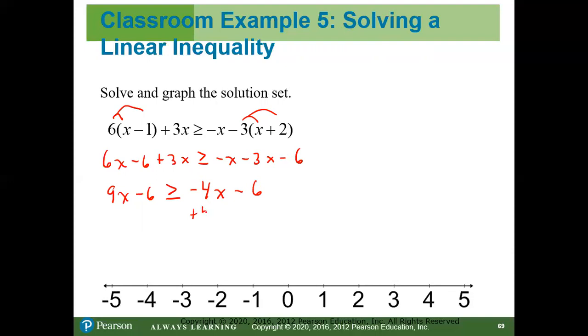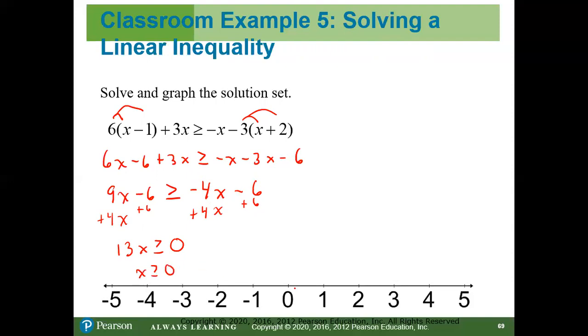We'll go ahead and add this. So add 4x, maybe I'll add 6 and add 6, and that's going to give us 13x is greater than or equal to 0. All right, so negative 6 plus 6 is 0, which means x is greater than or equal to 0.